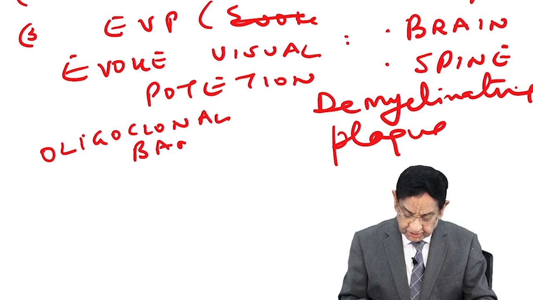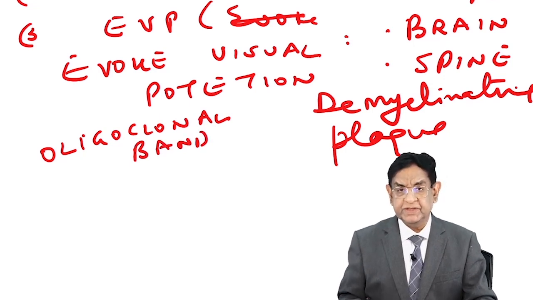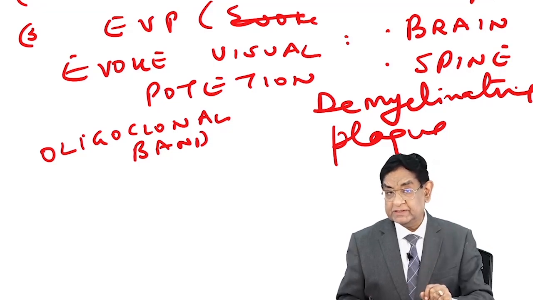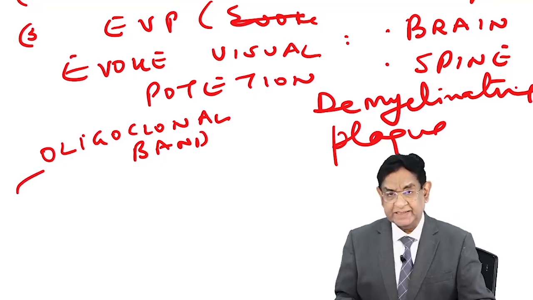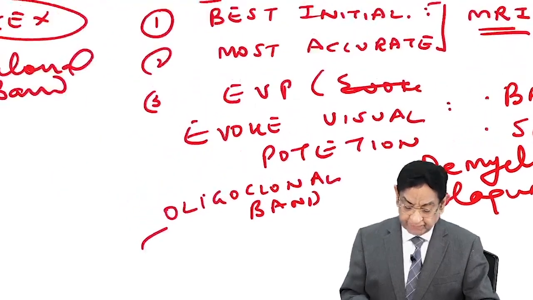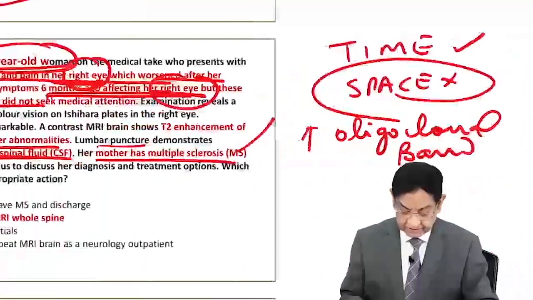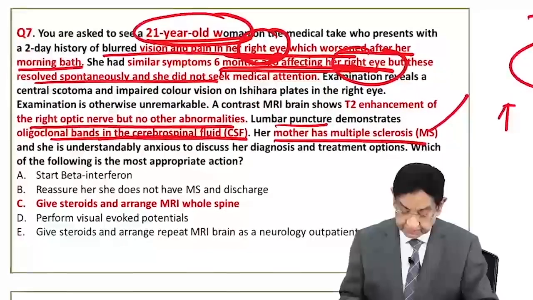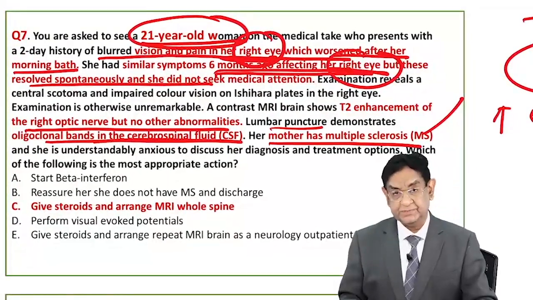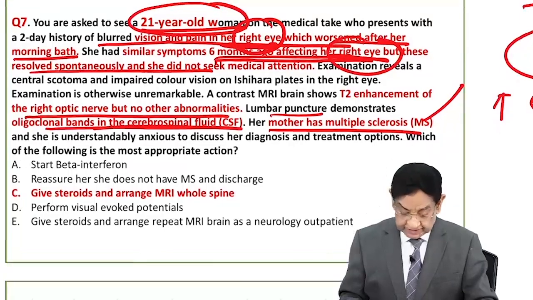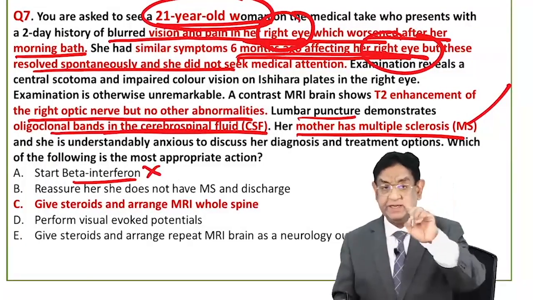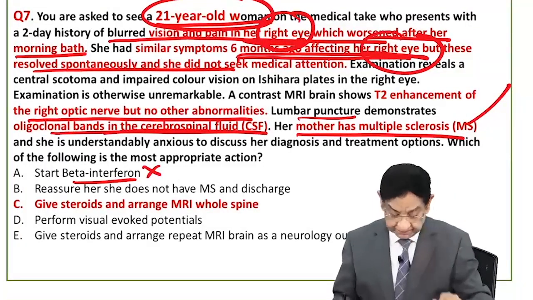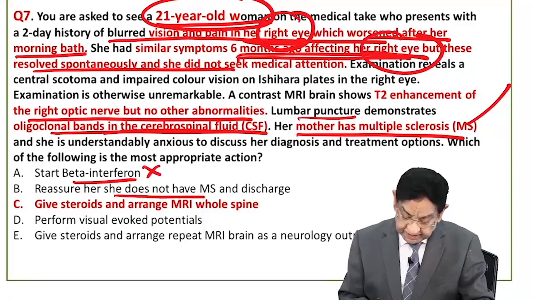But this we see, and this is again an add-on diagnosis, especially when MRI is normal. Okay, oligoclonal band is there. So what are the important things that we go by to diagnose a case of multiple sclerosis? The patient has come to us and we don't want to waste time. Start beta-interferon? No way. It is not a treatment of acute attacks. It's prophylactic.